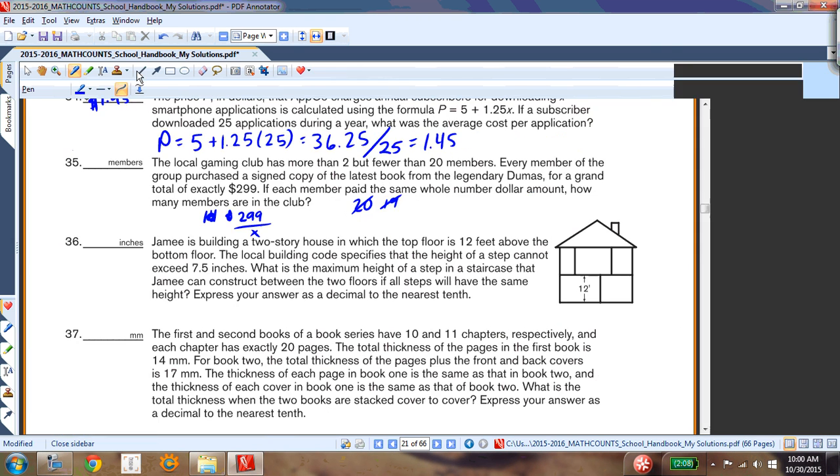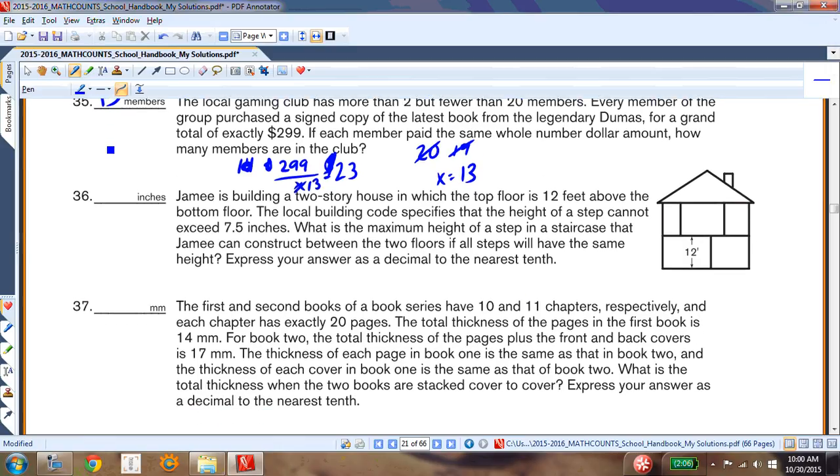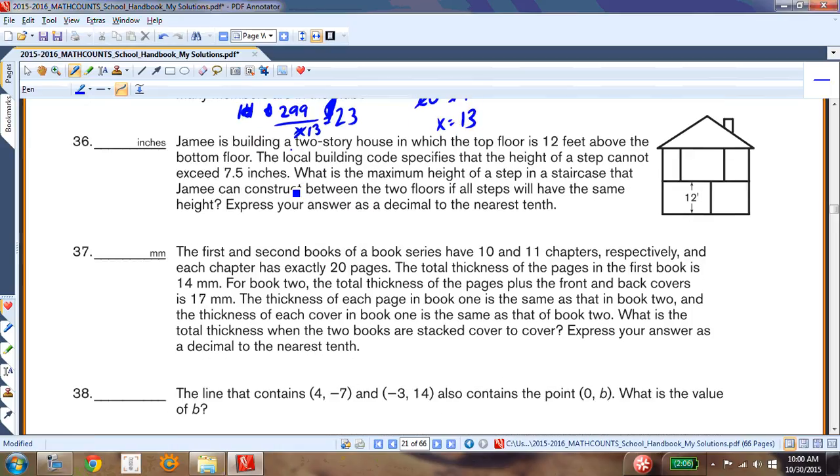In fact, if I keep going down, it turns out that the only one that will give me a whole number is X equals 13. 299 divided by 13 is equal to $23. So the answer is 13 members. You could also go up. Again, there might be a more elegant way to do that, but it doesn't take that long to go through those 9 divisions, especially since you can use a calculator.